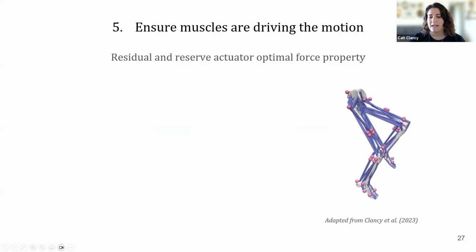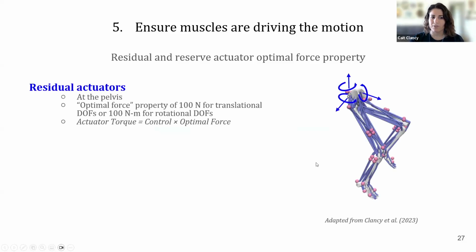So when we do our experimental data collection, we measure the reaction forces at the pedals. However, we don't measure those reaction forces at the saddle or at the seat. And so we need to account for those. And the way that we account for those is residual actuators. So we have 6 residual actuators at the pelvis, one for each translational degree of freedom, or DOF, and one for each rotational degree of freedom, shown right here. And what these are doing is they're capturing that pelvis saddle interaction.